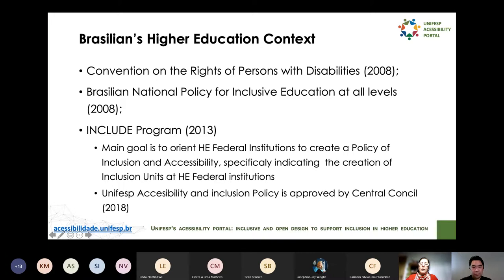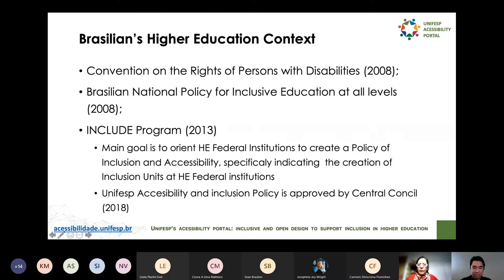This was born under the Labor Party that was governing Brazil with President Lula. To stimulate universities, especially federal universities, we have three kinds of universities in Brazil. We have the federal ones that belong to the central government. We have state universities that belong to the state governments, and a few municipal ones. Sean can later help me with the name for the small cities.